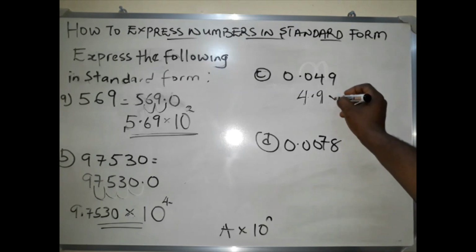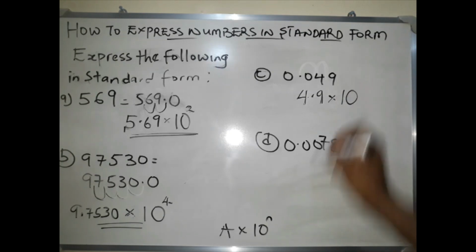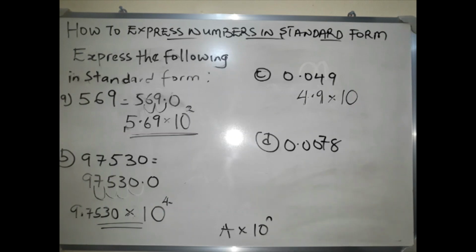Now you write your multiplication sign and 10, which is this 10. Now you ask yourself, what would be the value of n in this expression? So please take note of this. When expressing numbers, especially decimal numbers in standard form, you have to take note of 1, the number of places you move the decimal point, and 2, the direction. Now in this case, if the direction is to the right, then the power of 10 will be negative.